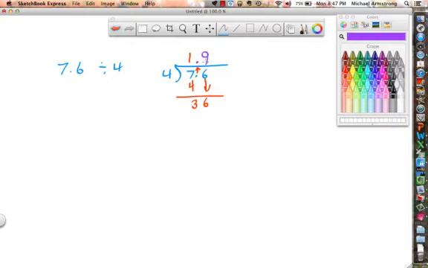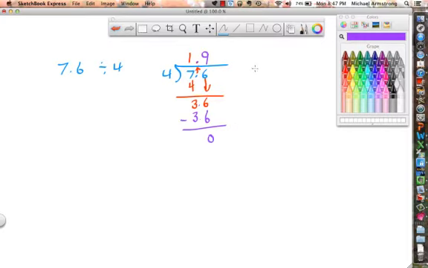It actually helps us to just think about it as if it were 36. But we're really talking about 3.6. We're keeping everything lined up. 9 times 4, or 9/10 times 4, is 3.6. Okay, or 36. Subtract, we get 0. So this is our answer, 1.9.